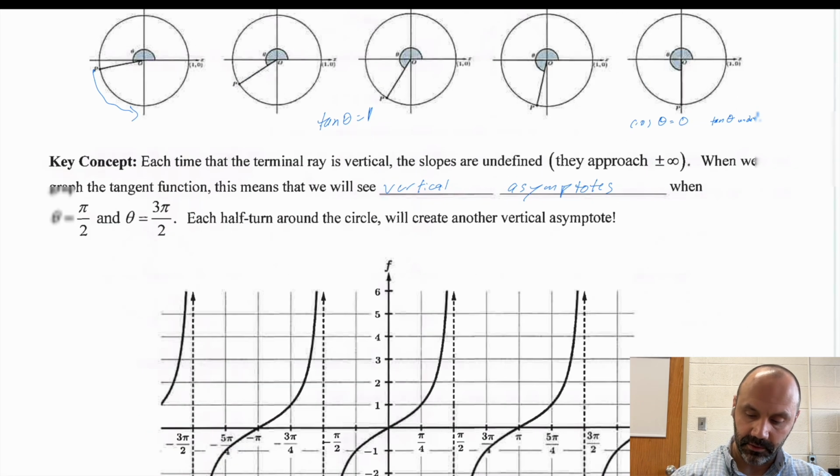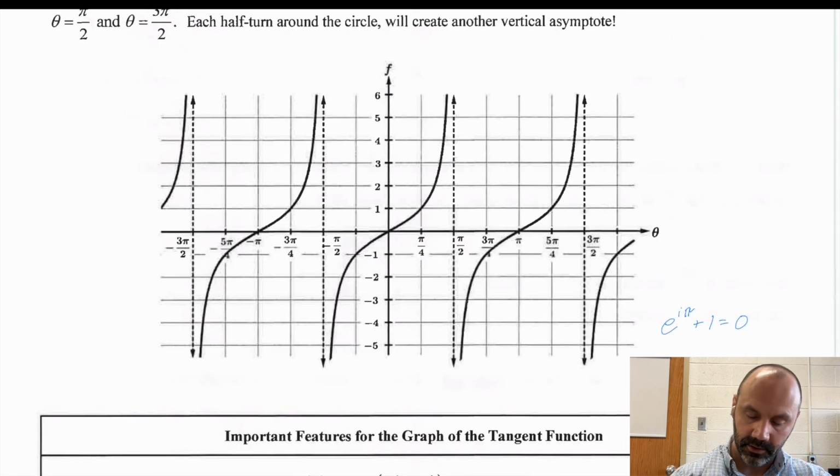You see vertical asymptotes, and again here, oh, that's a note from a class I mentioned. By the way, e to the i pi plus 1 equals 0. That's true. It's the big 5 equation, sometimes called Euler's equation. It is beautiful. You can look into it on your own time. Apologize for the distraction.